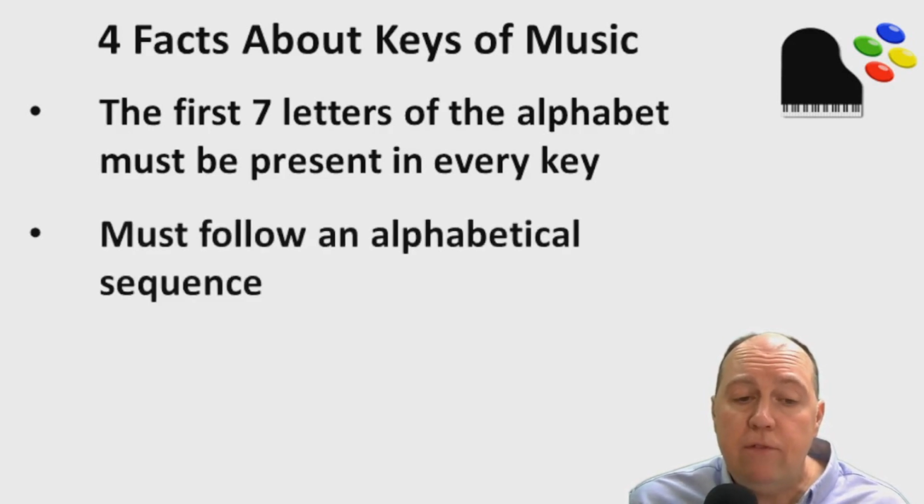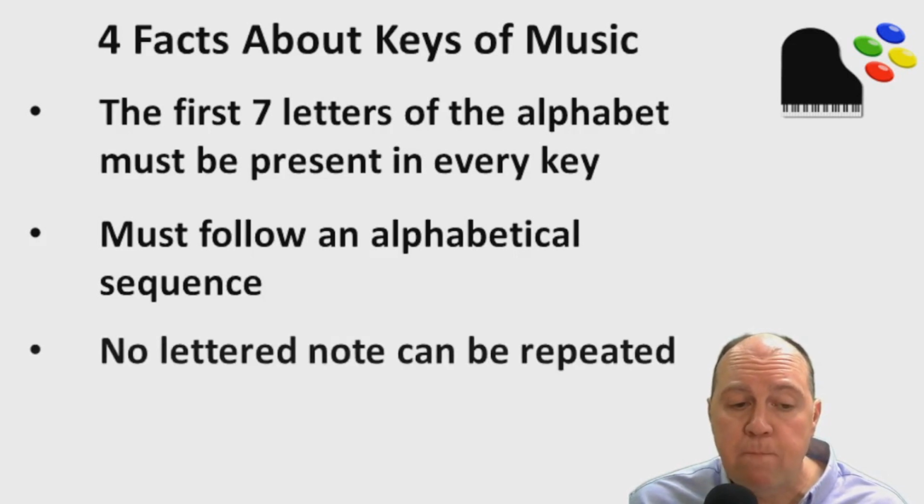Second, they must follow an alphabetical sequence. So if you start on A, you have to proceed on with B, C, D, E, and so on. If you start on B, you have to proceed on with C, D, E, F, and it's pretty self-explanatory. It's pretty simple to understand.